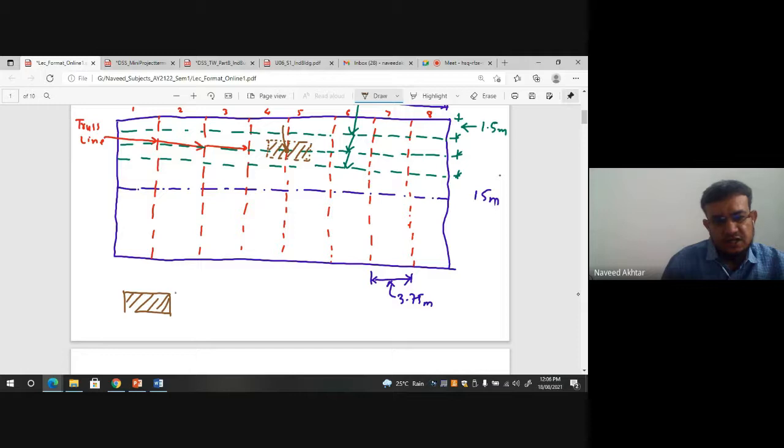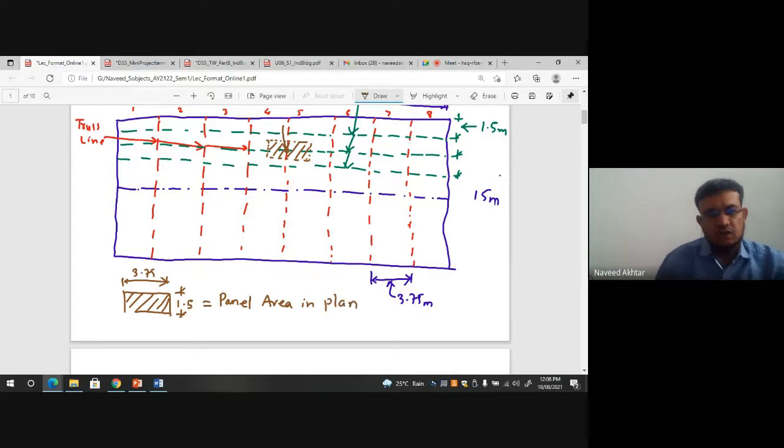And panel area is nothing but the spacing of purlin 1.5 into the spacing of truss, that is 3.75. That is nothing but the panel area in plan. Okay, so this terminology we should know. And if I come here, only half portion, load at the end will be half. Here also I will come here and load will be half.